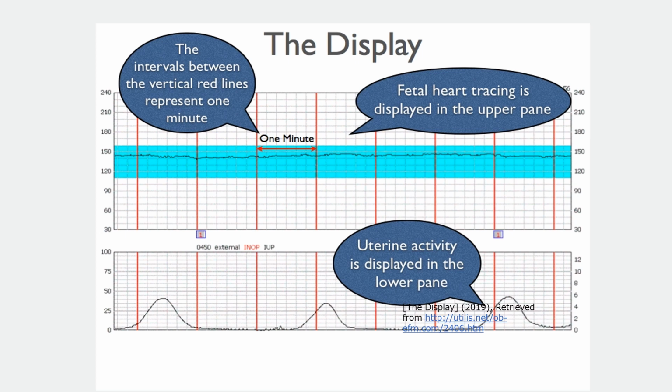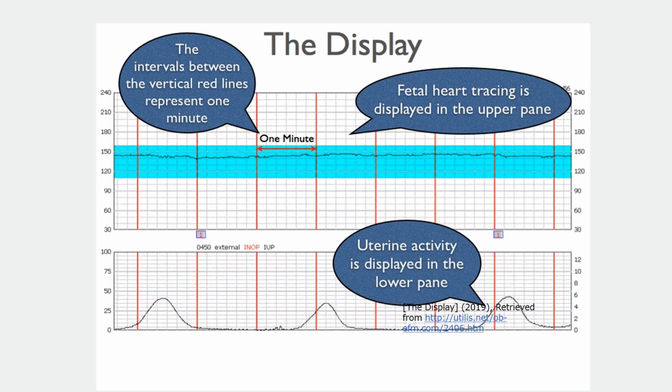Now, you're also going to measure the resting tone. Okay, so with an external monitor, you want to make sure that after the contraction ends that she has a soft uterus. She shouldn't be really tight. Okay, so you're going to document it as soft.